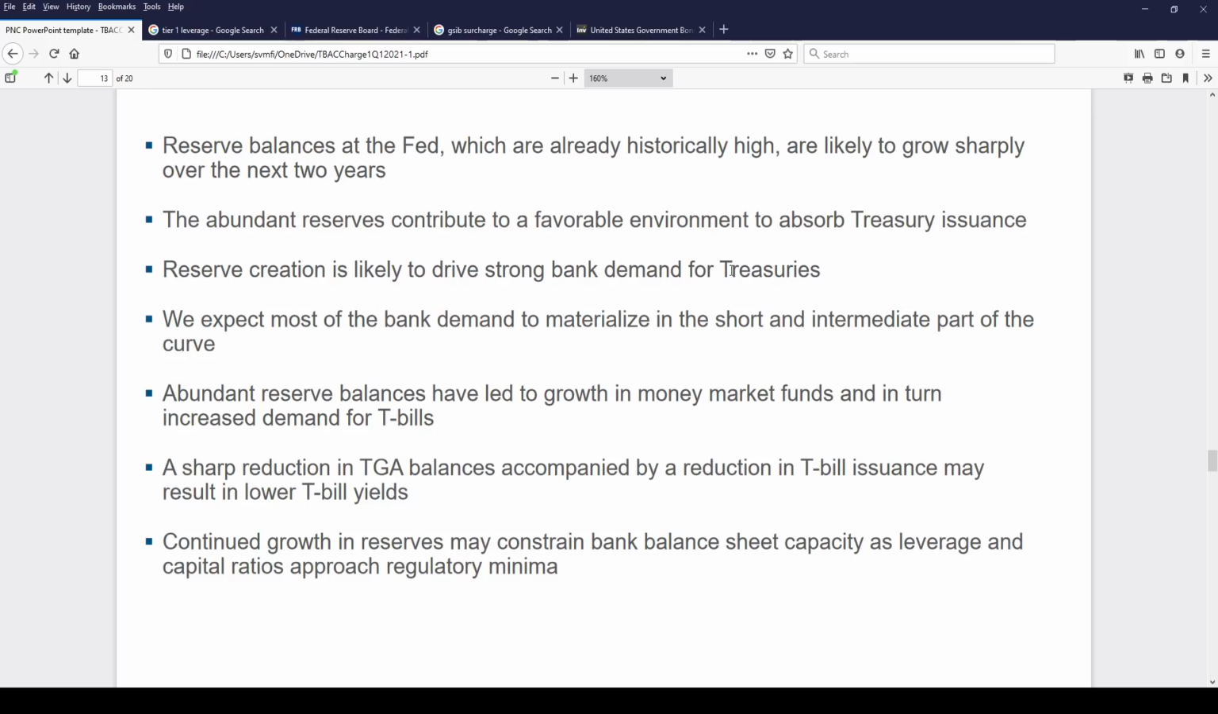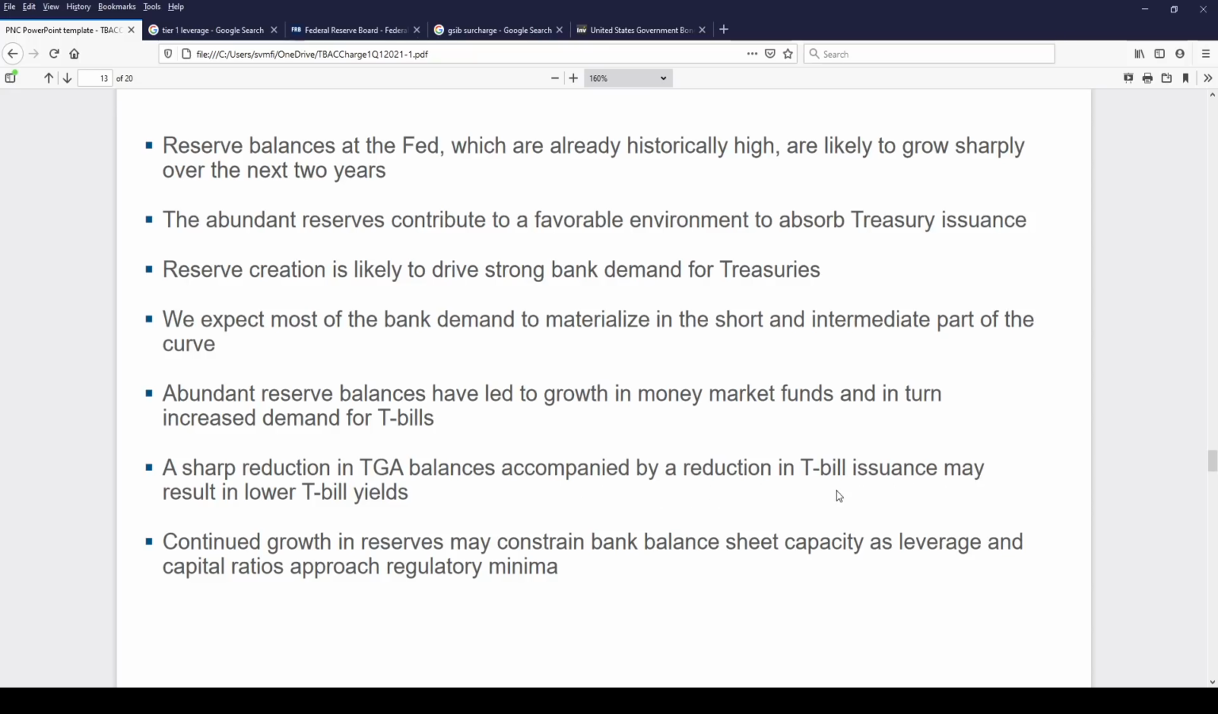Well, because that's effectively what QE is. It's a reserve swap. We expect most of the bank demand to materialize in the short intermediate part of the curve. We've already covered that. Abundant reserve balances have led to growth in money market funds and in turn increased demand for T-bills, which unfortunately a sharp reduction in TGA balances accomplished by a reduction in T-bill issuance.